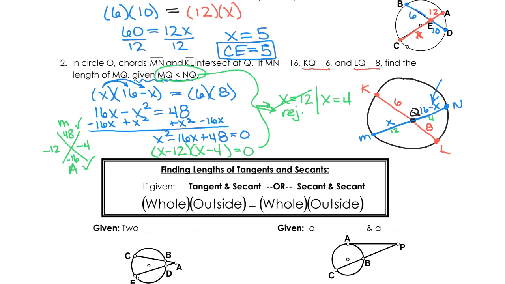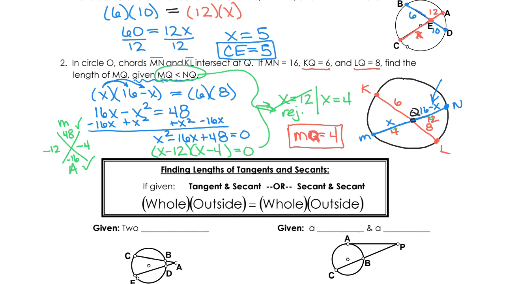All right, so we're going to go back up and let's say x is 4. So this side would be 4. 16 minus 4, this side would come out to be 12. And now MQ is less than NQ. And so we can go ahead and say that MQ must equal 4. So that 16 minus 4, the other side is 12, so that the whole line segment MN ends up being equal to 16.